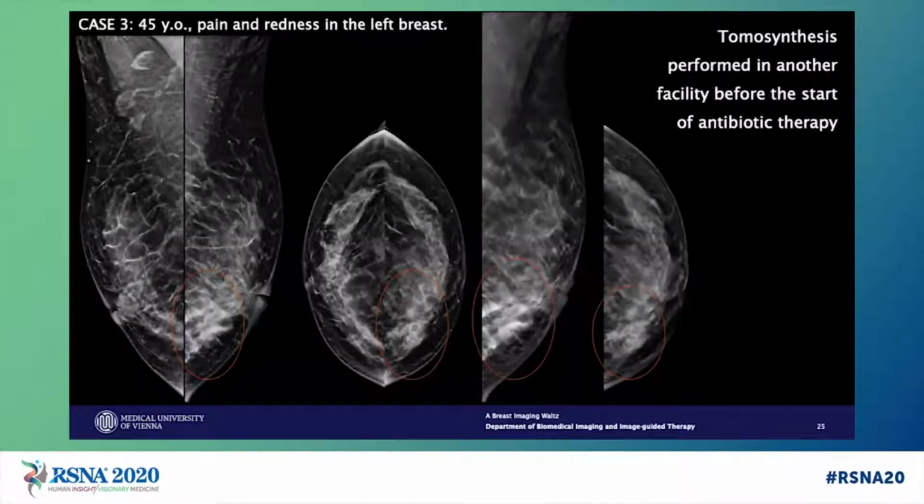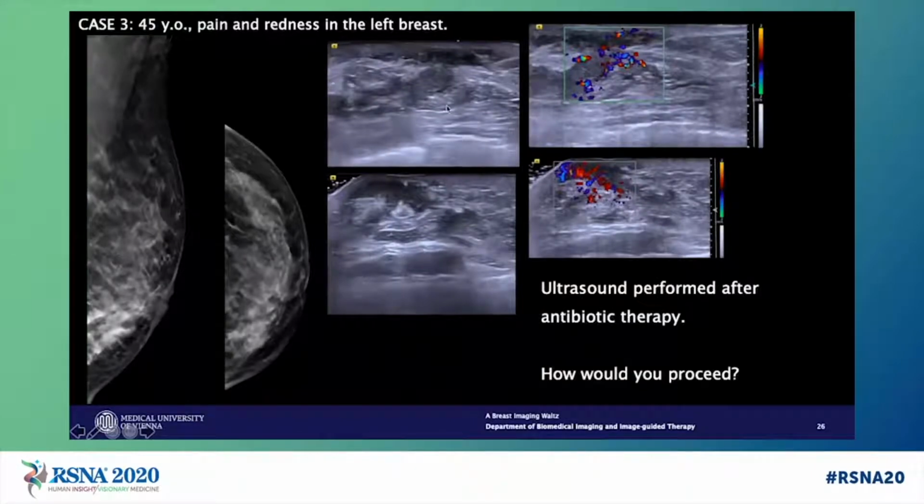At the beginning of the evaluation, she had tomosynthesis, and in tomosynthesis, we see a focal asymmetry here in the mediocaudal quadrant of the left breast, a little bit of skin thickening close to the nipple, but no obviously suspicious finding. After 2 weeks of antibiotic therapy, an ultrasound was performed in our facility, and you can see close to the nipple some fluid collection. The skin thickening is still there, and there are some hypoechoic solid lesions, highly hypervascularized.